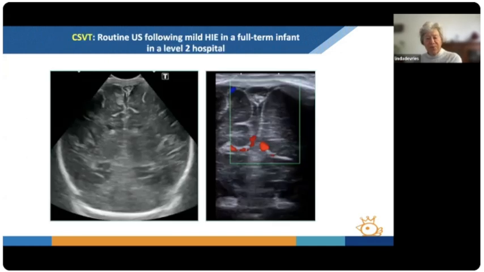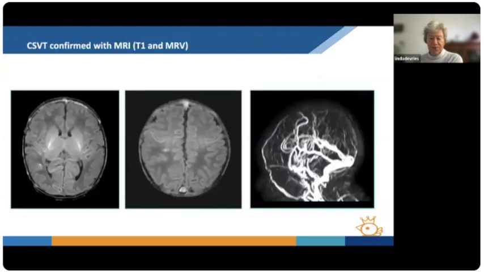What about sinovenous thrombosis? Very often this diagnosis is made with ultrasound. This was a baby in a level 2 hospital with mild HIE. It was not transferred for cooling, but they did do an ultrasound, and they picked up a dilated superior sagittal sinus with some material in there which didn't look right. Then they put the Doppler signal in there, and there was no flow in the superior sagittal sinus. And then the baby was referred to us.